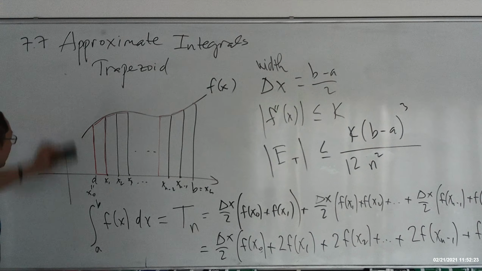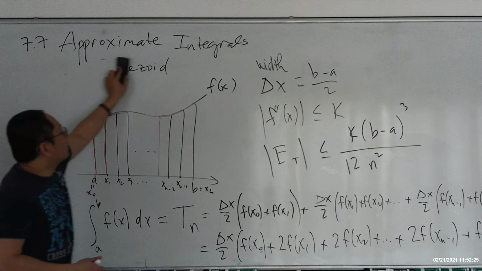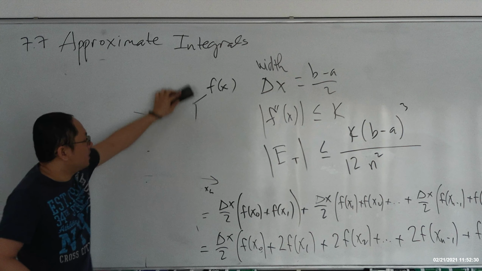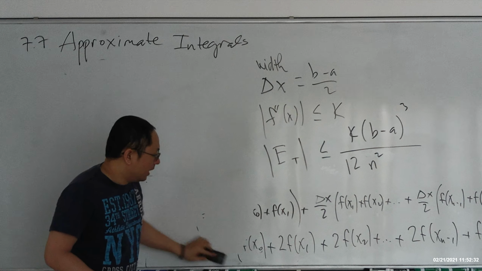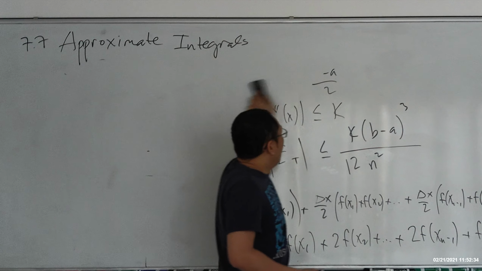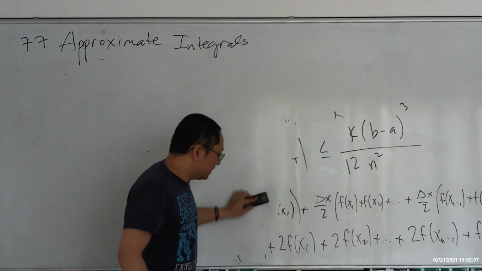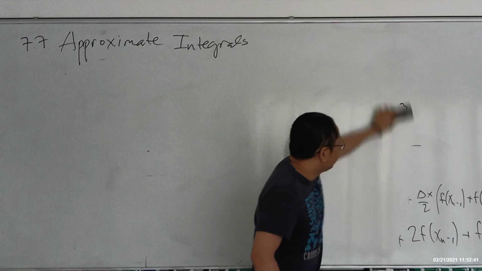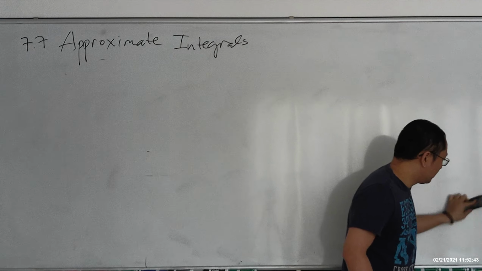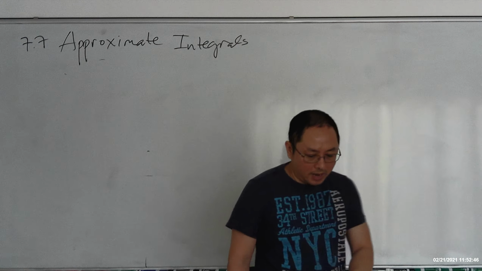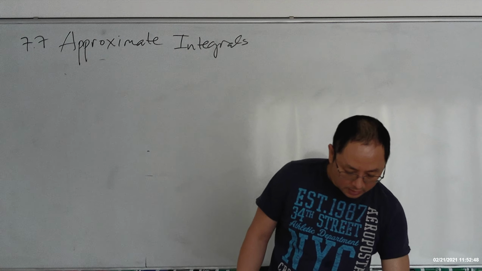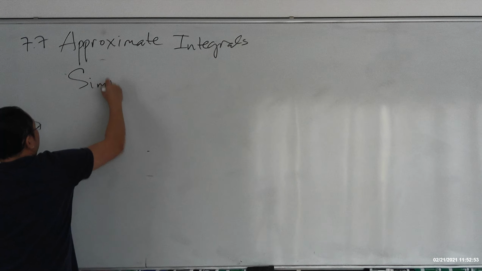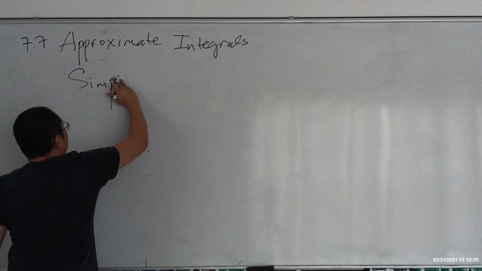Let me show you another method which is better than those two methods. Better means it gives you a better approximation, but it will require more work. Not the best, but it's better than the previous two. Let me look for the name of it. I think it's called Simpson's rule.